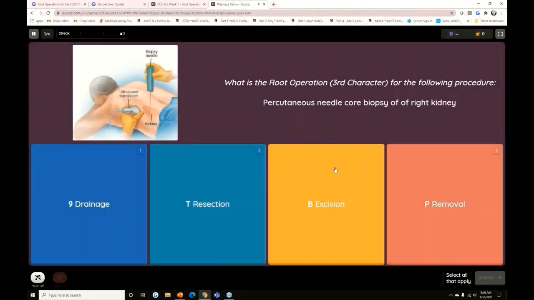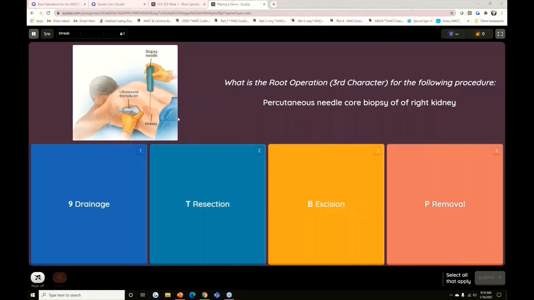Awesome. All right, everyone. So we want everyone participating here. Type your answers in the chat. What is the root operation, the third character, for the following procedure? Percutaneous needle core biopsy of the right kidney? Is it drainage, 9, drainage, T, resection, B, excision, or P, removal?